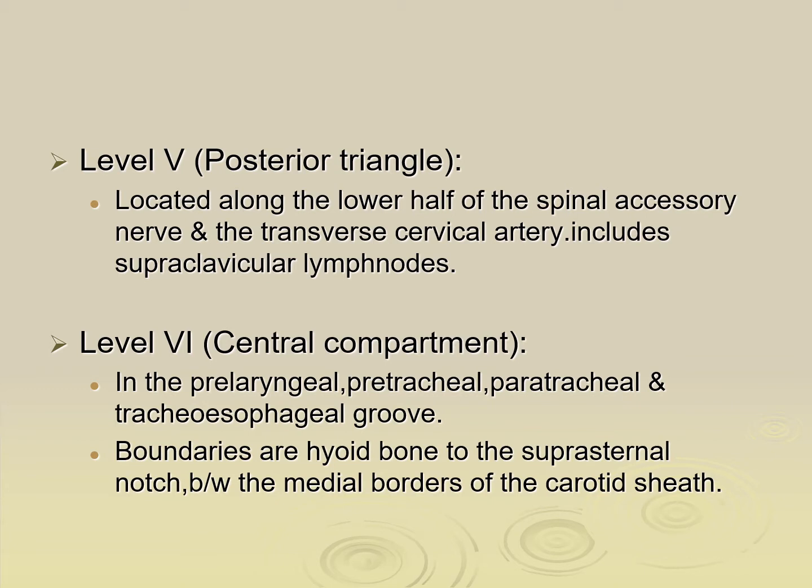Level 5 is the posterior triangle, located along the lower half of the transverse cervical artery, and includes the supraclavicular lymph nodes. Level 6 is the central compartment: the pre-laryngeal, pretracheal, paratracheal, and tracheoesophageal groove nodes. Its boundaries run from the hyoid bone to the suprasternal notch, between the medial borders of the carotid sheath.